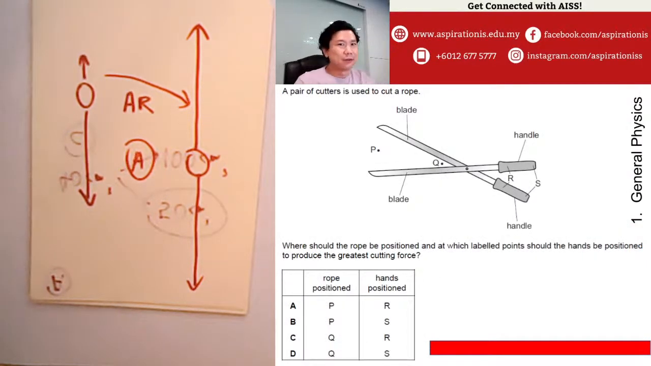I'm very sure a lot of you will get this wrong. Sorry, that's very discouraging. I'm sorry. Please think about this question and let me know what you think.